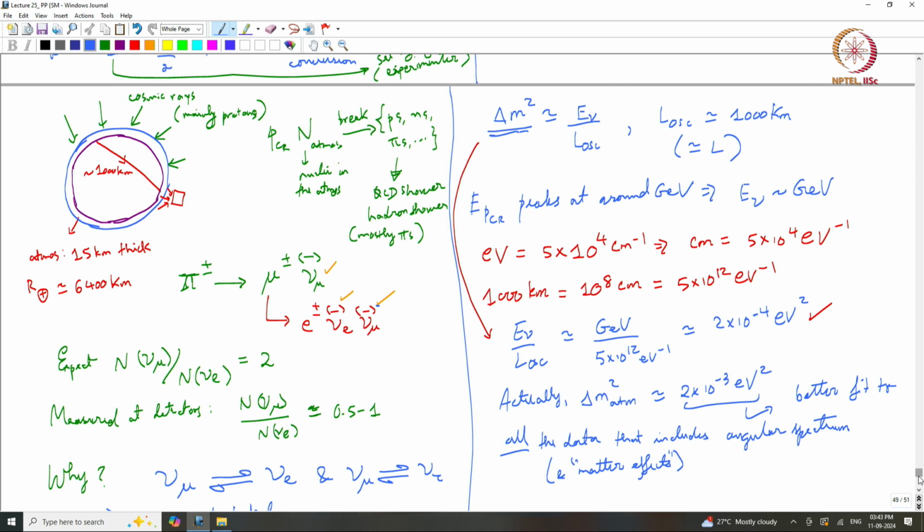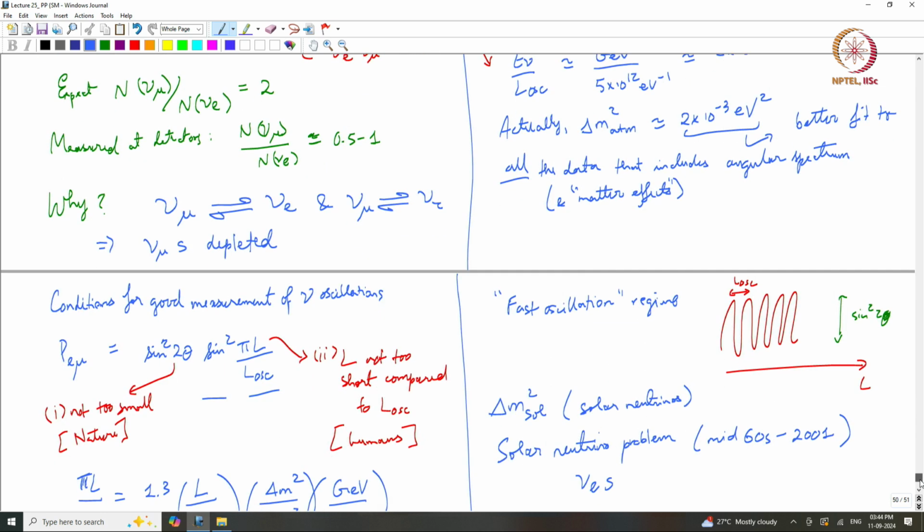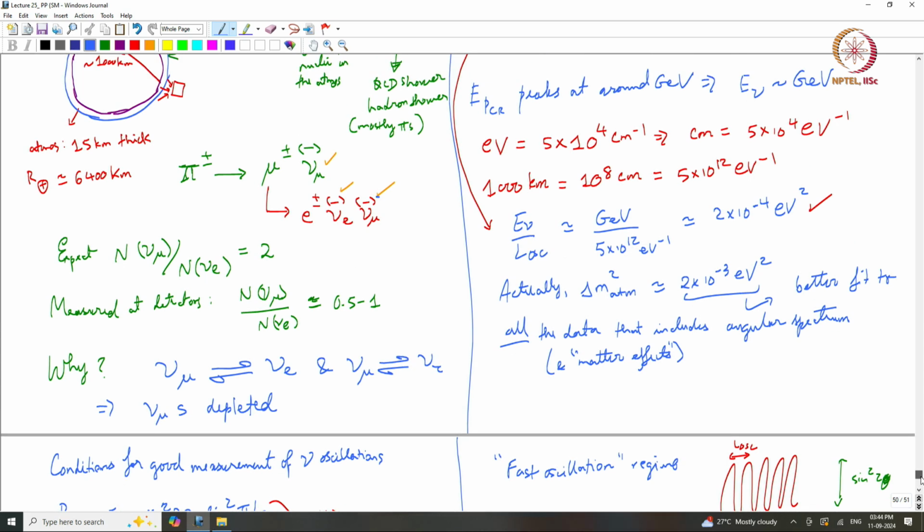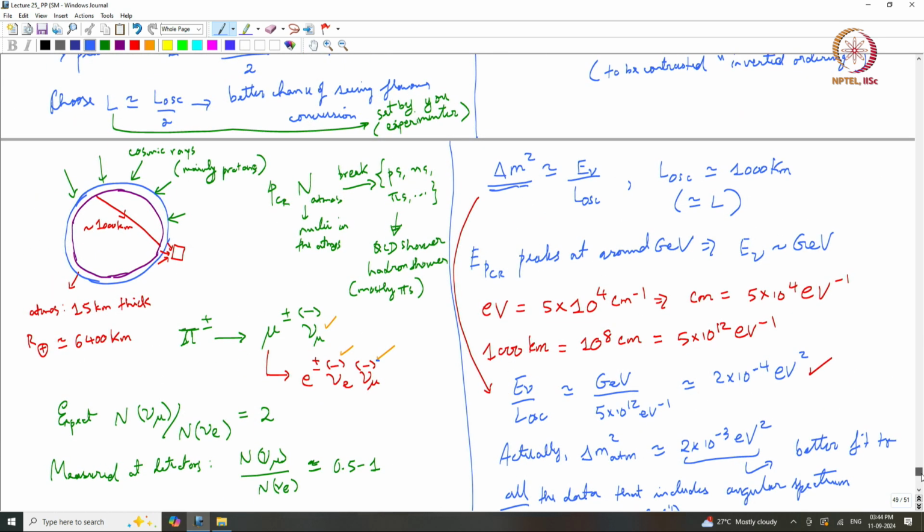So at the end of the day, from atmospheric production of neutrinos, you expect that the number of muon neutrinos you get should be twice the number of electron neutrinos. But what people detected was that this ratio was around half to 1, and we saw that this happens because muon neutrinos are depleted on their way to the detectors through oscillations to other flavors.